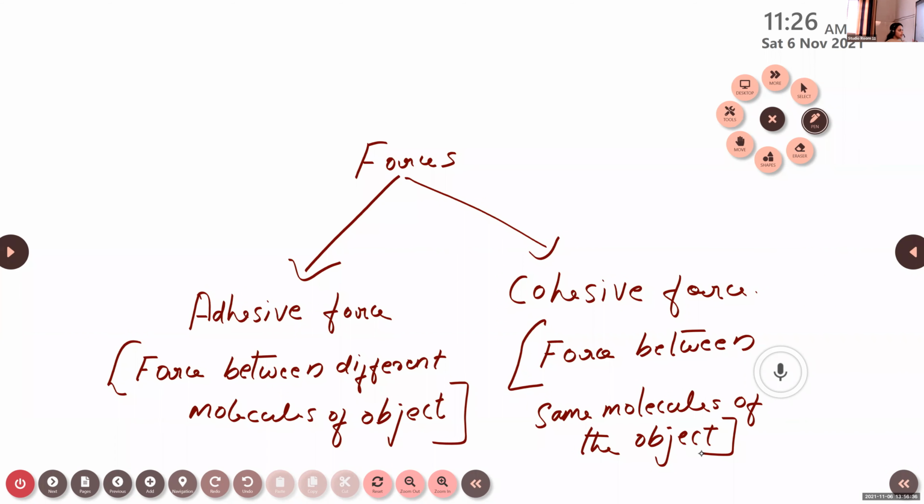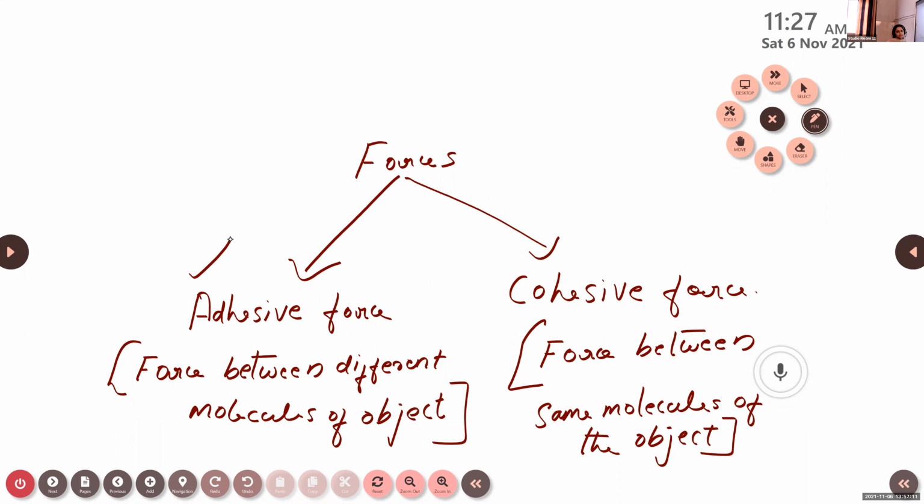Okay. So here we can say that whenever one object moves on the surface of another object, the molecules of these two objects are different. So we can say that frictional forces arise due to adhesive force. Adhesive force means force between different molecules of object, and cohesive force means force between same molecules. In the case of frictional force, it mainly arises due to adhesive force. So we can consider frictional force a practical application of the adhesive force. It is the force between different molecules.